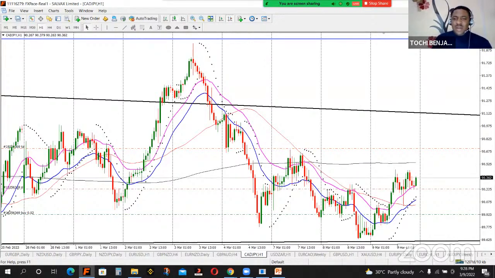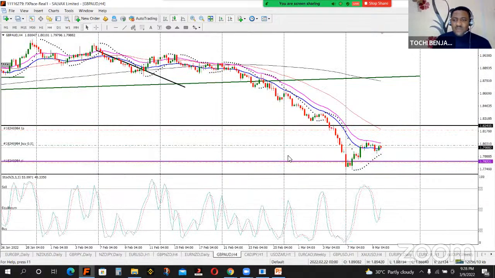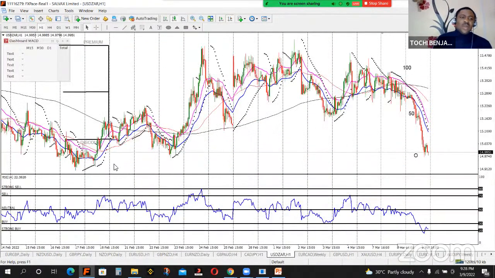I entered CAD JPY. I entered GBPNZD also, but GBPNZD has been doing what it wants. Only God knows what GBPNZD has been doing. I'm waiting for it. I'm looking at my profit somewhere around here. So I'm waiting for it to do what it wants to do. GBP AUD, I am in for the buy. So that is it.